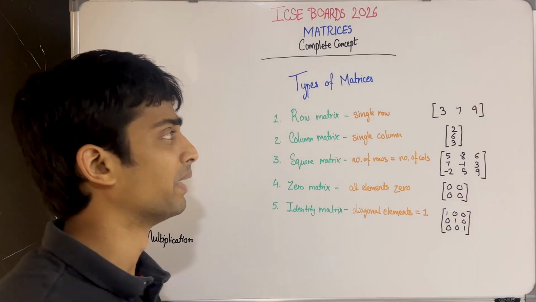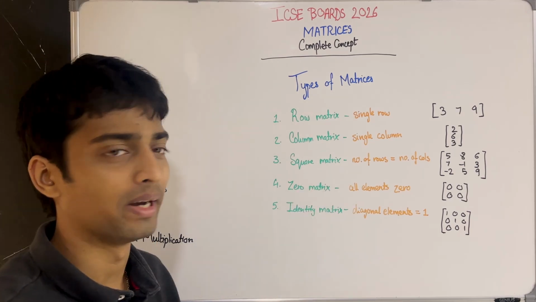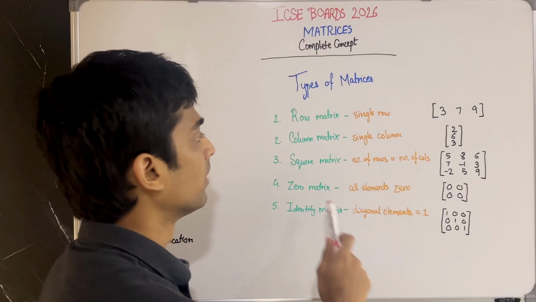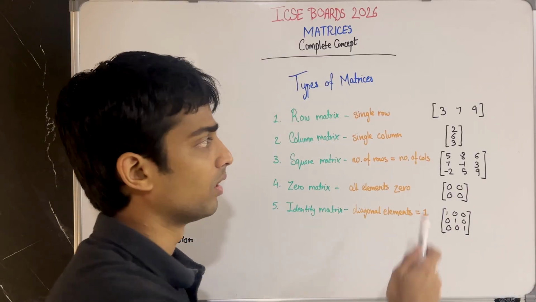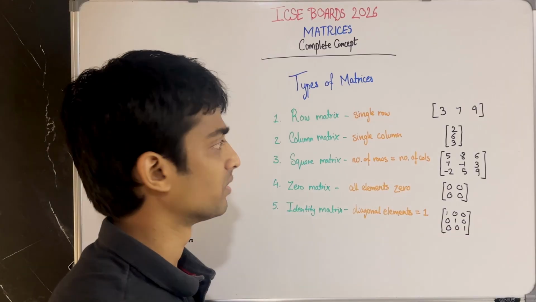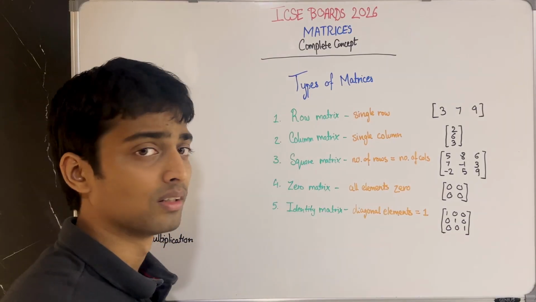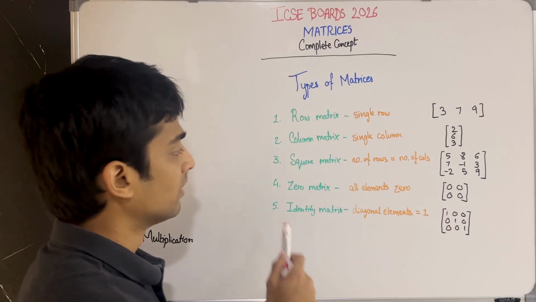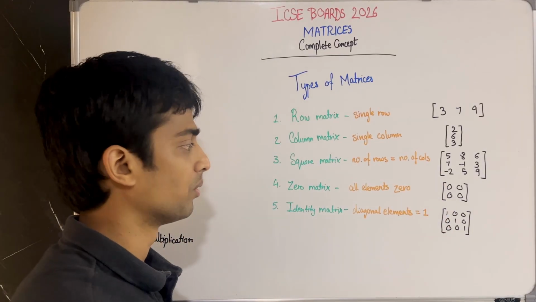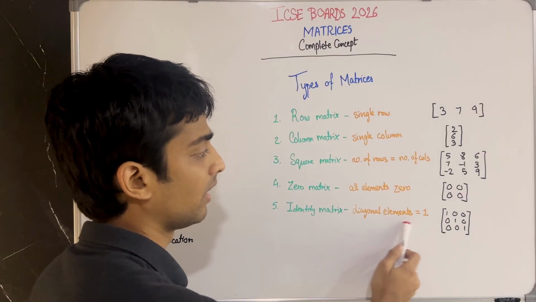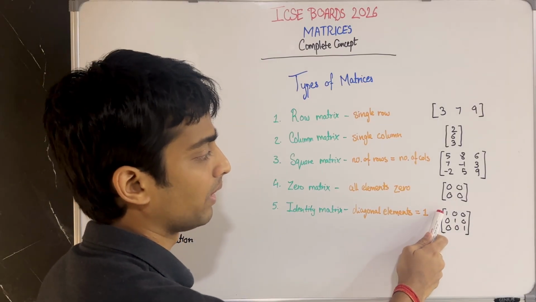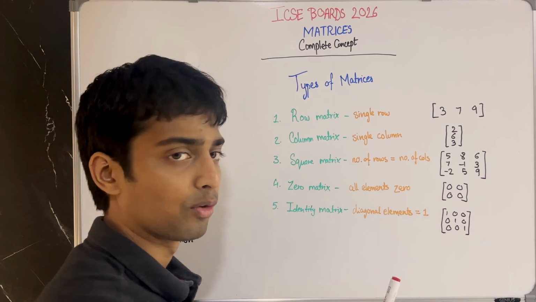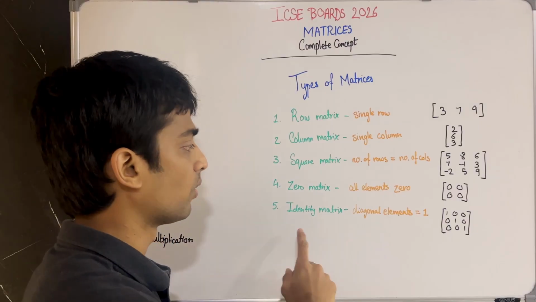Let's look at the types of matrices. We have row matrix. In a row matrix, there's a single row, and number of columns doesn't matter. Next, we have column matrix, where we have a single column and there can be any number of rows. Next, we have square matrix, where number of rows and number of columns are equal. So we have here 3 rows, 3 columns. Zero matrix is when all the elements are 0. And identity matrix is when the diagonal elements are 1, starting from top left to bottom right. So only this way, if all the diagonal elements are 1 and the rest are 0, then it's called an identity matrix.